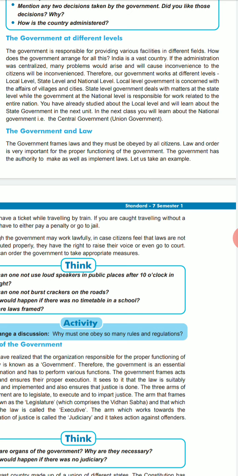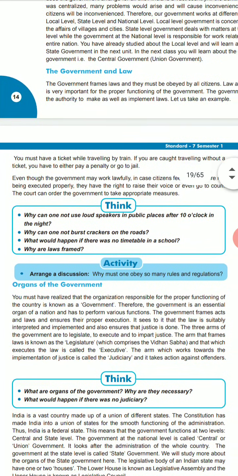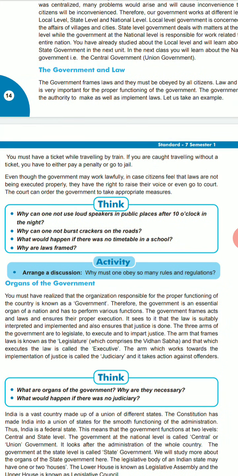Let us take an example. You must have a ticket while traveling by train. If you are caught traveling without a ticket, you have to either pay a penalty or go to jail. Okay? If you are traveling in a train and you are caught without a ticket, then you will have to pay a penalty or go to jail.